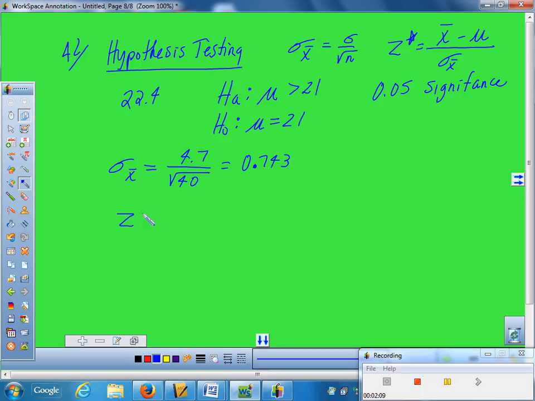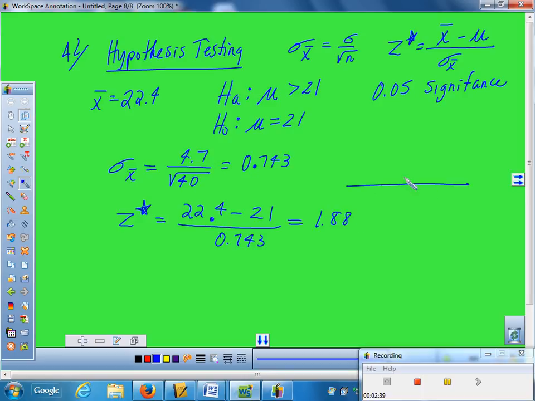Now I can calculate the z-star, so I can look up the probability in the table. It says take the sample mean, which would be the mean of the NVHS students, which is 22.4, minus the population mean, which is 21, over standard error, which we just calculated, of 0.743. This gives us a z-star score of 1.88.